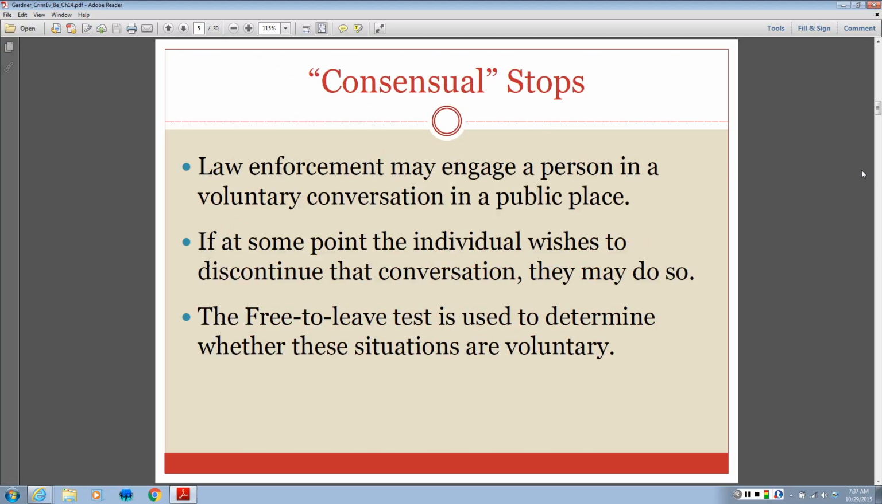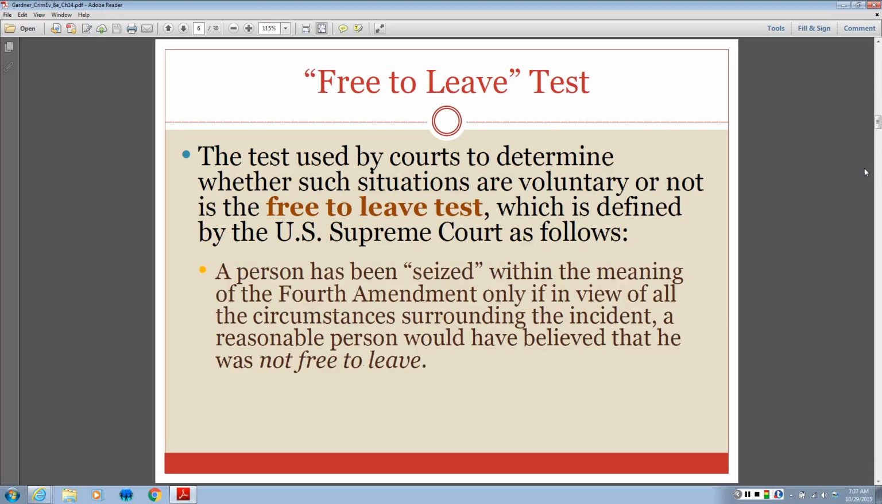In regard to consensual stops, make sure that you're familiar with that free to leave test. It says this is a test used by the courts to determine whether a situation is voluntary or not. And it is defined by the Supreme Court as follows. A person has been seized within the meaning of the Fourth Amendment only if, in view of all the circumstances surrounding the incident, a reasonable person would believe that they were not free to leave.